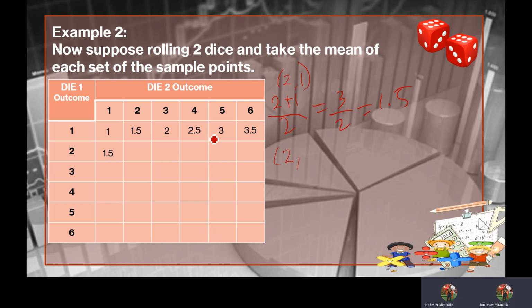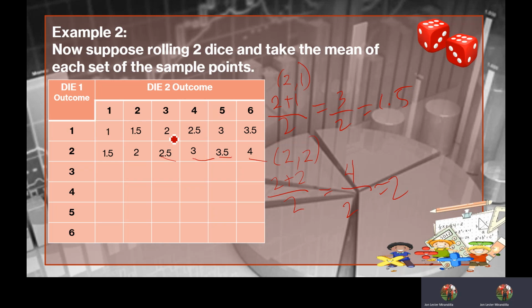So, meron tayong outcomes na 2 and 2. So, 2 plus 2 divided by ilang values? Total values 1 and 2. So, 2 plus 2 is equal to 4 divided by 2, so 4 divided by 2 is equal to 2. Check na natin kung tama tayo. Okay, 2. Tama yung observation natin kanina na nag-a-add lang ng 0.5. Check na natin dito kung 2.5, then dito 3, 3.5, then 4. Check natin. 2.5, 3, 3.5, and 4.